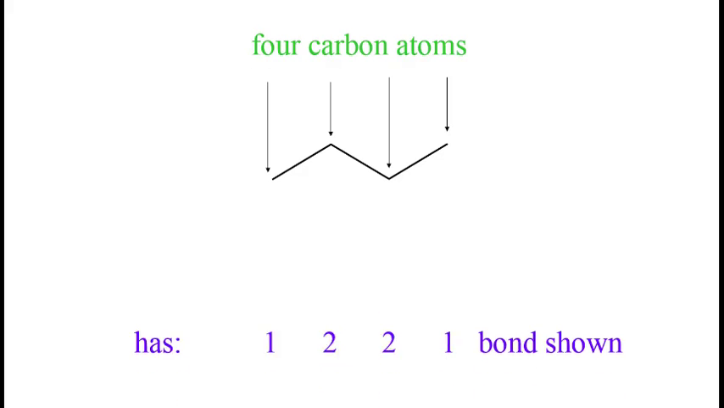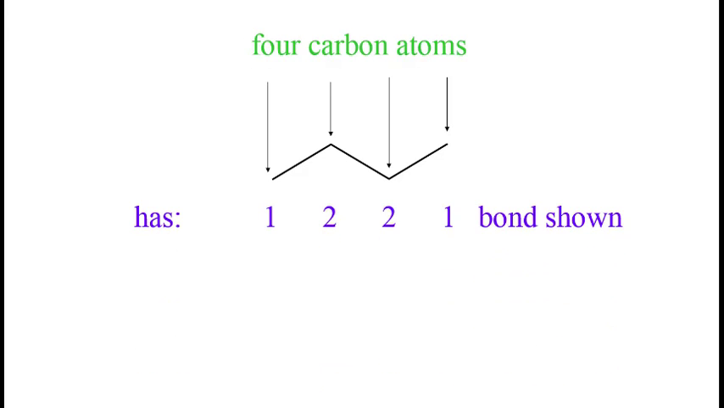Here is an example. If there is a carbon at the end of each line segment, then there would be 4 carbon atoms in this molecule. Notice that the left-hand carbon has 1 bond shown to another carbon. The second carbon in the chain has 2 bonds to other carbons. The third has 2 bonds, and the fourth has 1.